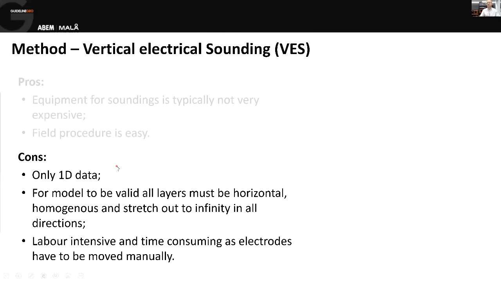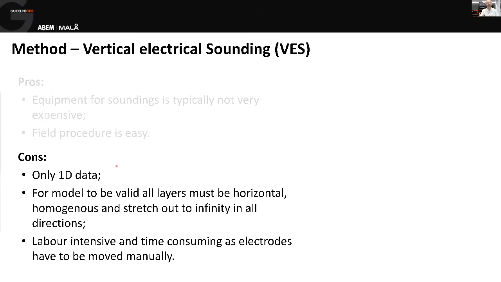The downside is it is only one-dimensional data. It's a single 1D sounding. So we have to make big assumptions about what happens beyond our measurement area. So what we say is that for a VES sounding to be accurate, we need to have layers that are homogeneous, i.e. the resistivity doesn't change within those layers, that they are horizontal, so one layer on top of another, not dipping in any direction, and that those same layers extend in all directions to the horizon.